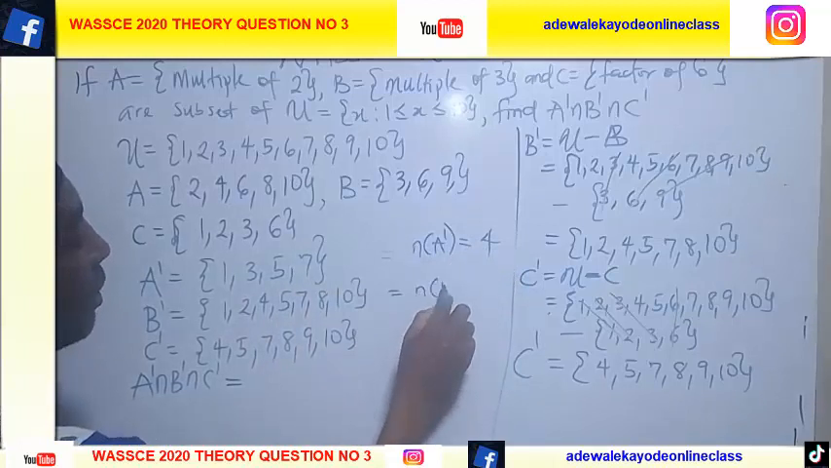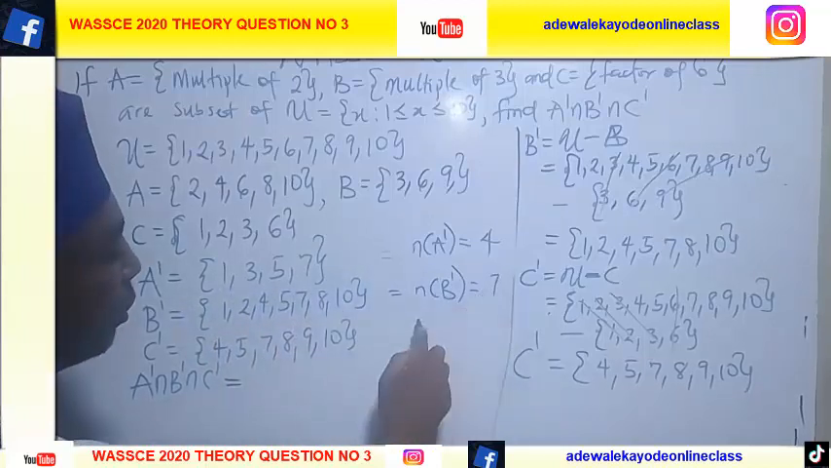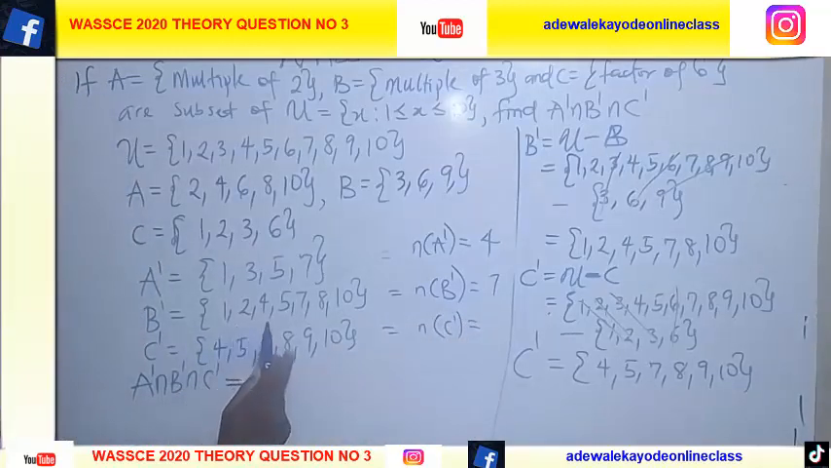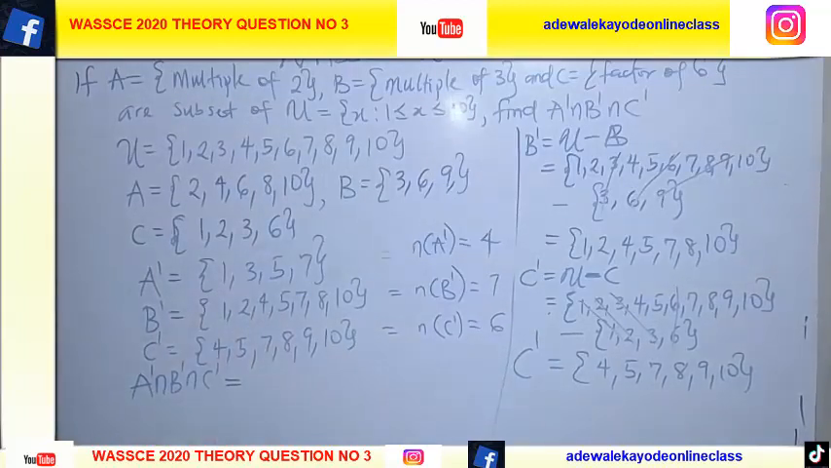Number of elements in B complement: 1, 2, 3, 4, 5, 6, 7. Number of elements in C complement: 1, 2, 3, 4, 5, 6. Now which one is the smallest? 4. So you use that 4 to determine the intersection. We are going to determine the intersection from the smallest one, that is, we'll be considering the numbers inside the smallest one. 1, is 1 common to all of them? No. 3, is 3 common to all of them? No. 5, is 5 common to all of them? Yes, there is 5 here and there is also 5 here. So 5 is an intersection between the three of them.